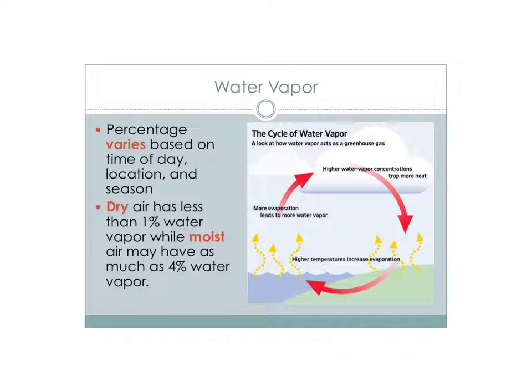So the percentage of water vapor varies based on the time of day, the location, and the season. So when we say it varies, that means it changes. It's not completely stable the way we just said that oxygen is. Dry air also has less than 1% of water vapor in it.